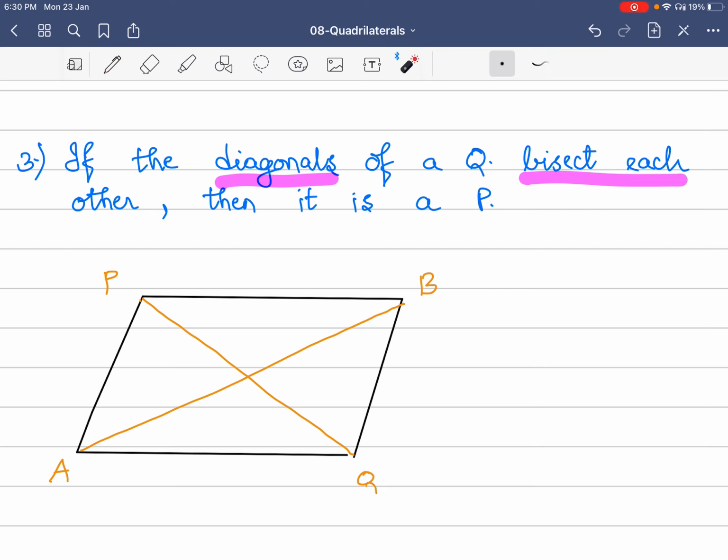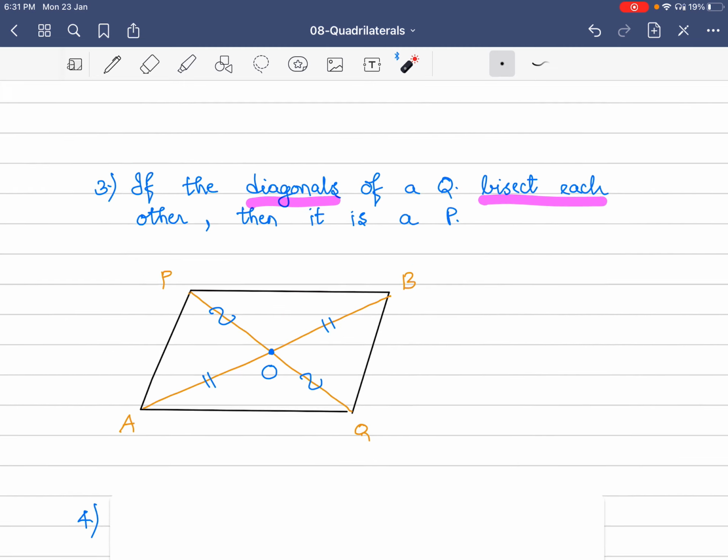Now the statement reads, if the diagonals of a quadrilateral bisect each other. What does bisect mean? Bisect means this point of intersection, let's say O, will be the midpoint of the diagonals. So AO will be equal to OB and PO will be equal to QO. These diagonals bisect each other at this point O. The meaning of bisection is to divide a diagonal into two equal parts. So if the diagonals of a quadrilateral bisect each other, then we can very confidently say that this quadrilateral has to be a parallelogram.